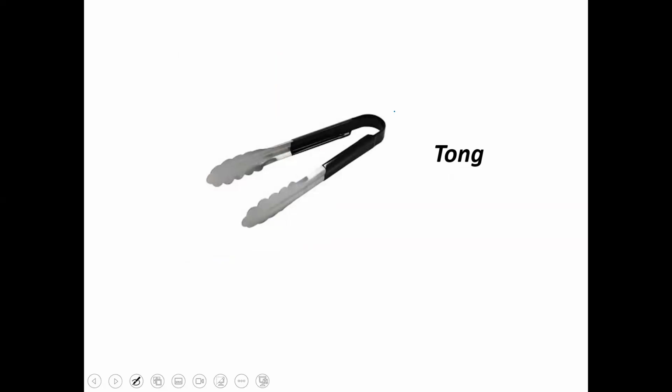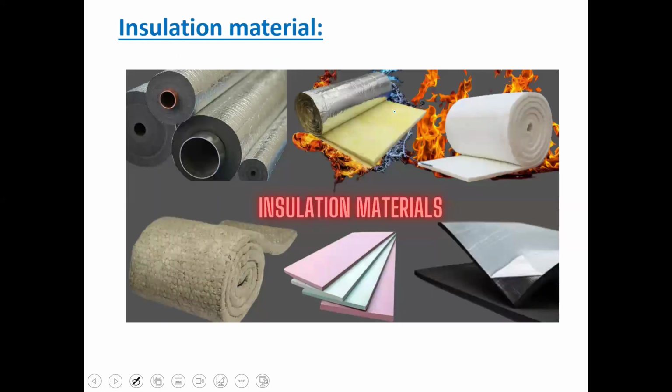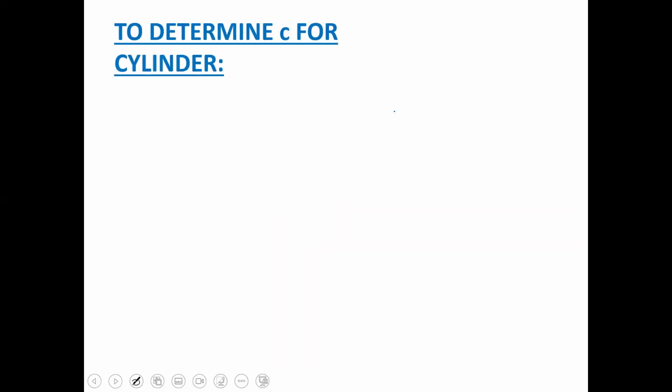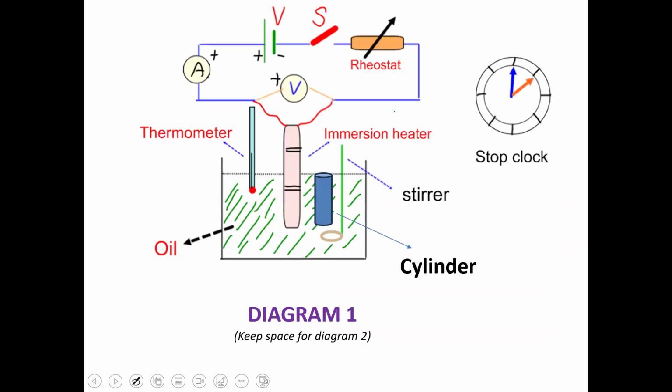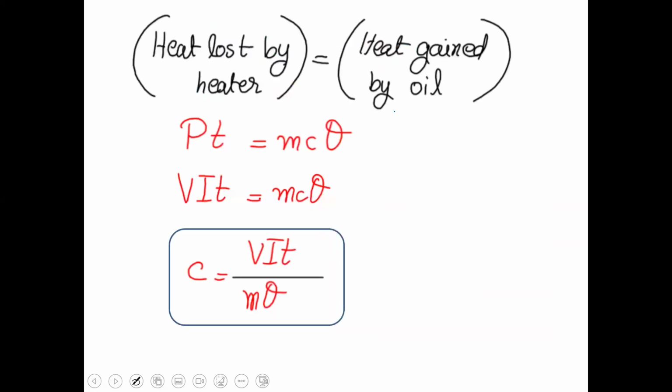So I would be using the tong and I have selected aluminum foil for my insulation material. Now I will start the experiment to determine C. So this is my first diagram. Using the first diagram, I will determine the value of C. I will repeat the trial 3 times and take an average for C.